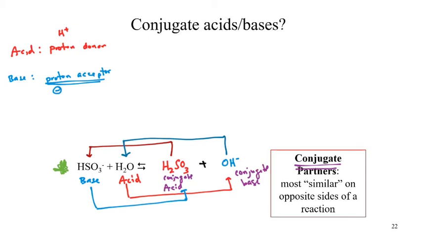HSO3 minus, because it is negatively charged, acts as a base and will accept a hydrogen to become H2SO3, making our conjugate acid. H2O, because it has hydrogen, will act as an acid and donate that hydrogen to our HSO3 minus to form hydroxide, and we now have our conjugate base. And we would have our lovely answer. But I said there was a reward, and I'm pretty sure that if you look at your work, you probably didn't draw what I just drew.